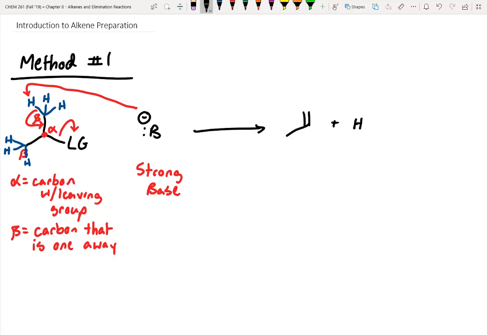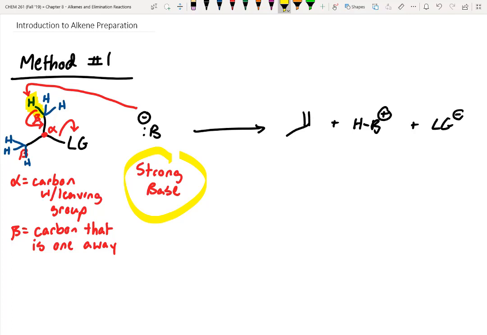All right, and then we get our conjugate acid, and then our leaving group is going to fall off just like it did in our substitution reaction. So now let's get back to the idea of the strong base. Why do you think we need a really strong base for this to occur? Let's think about what we're deprotonating. We're deprotonating a proton coming off of a carbon. Are protons that normally come off of carbons very acidic? Why or why not?